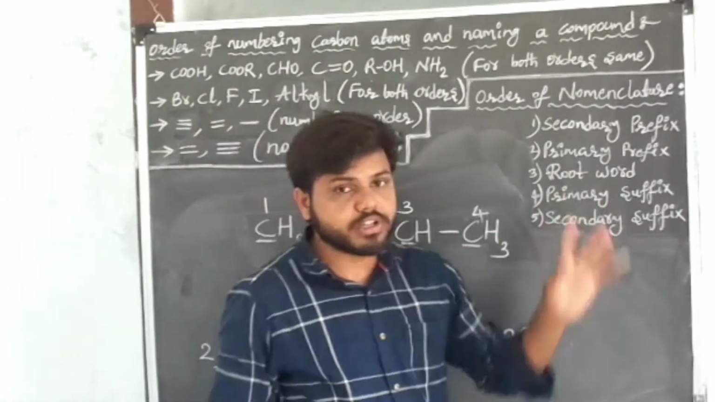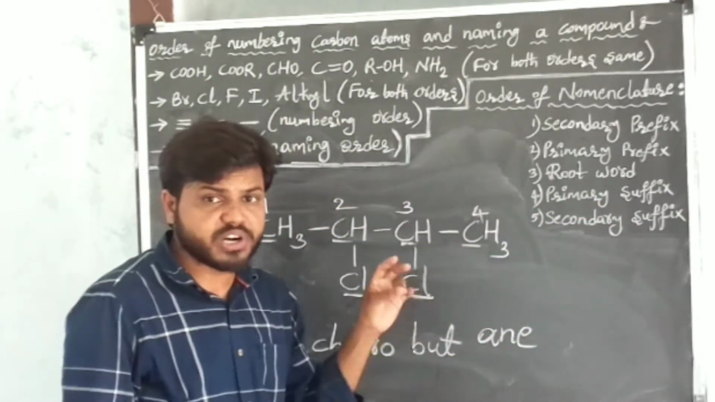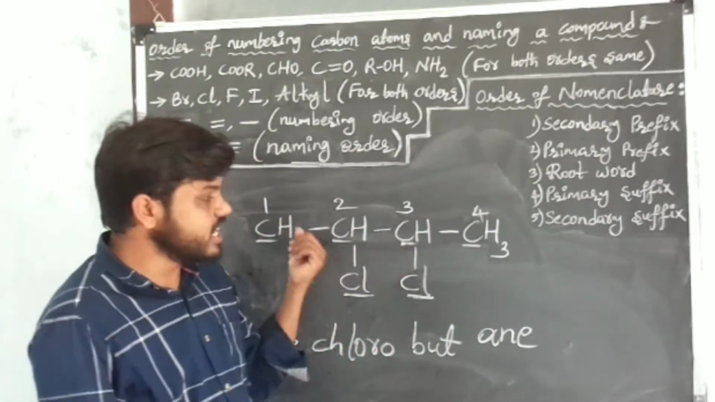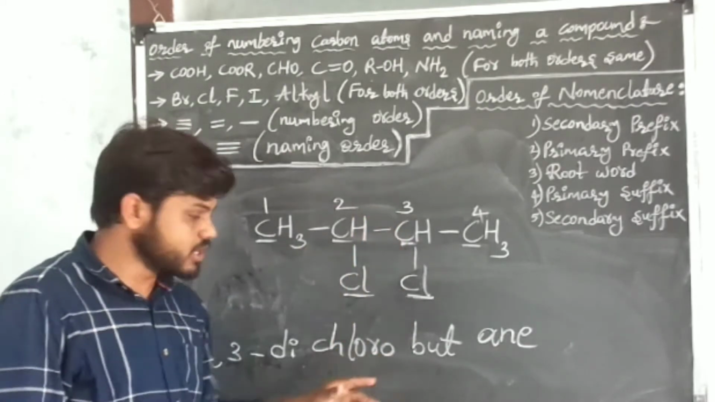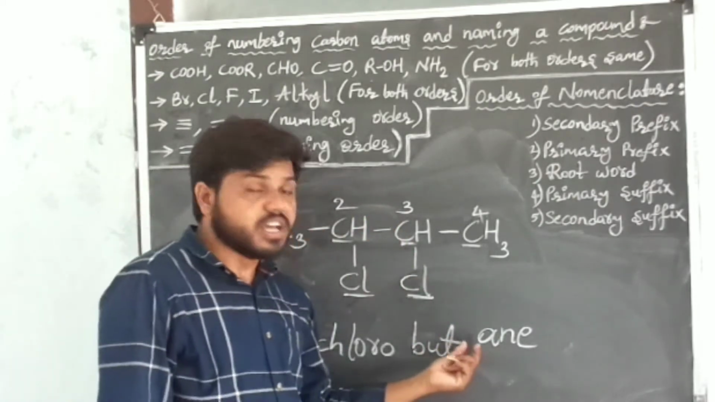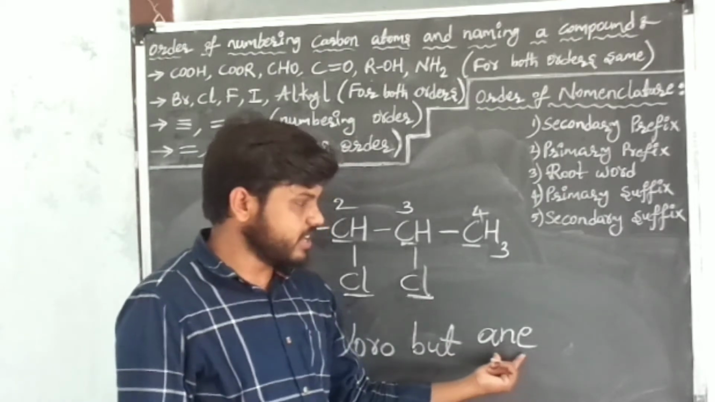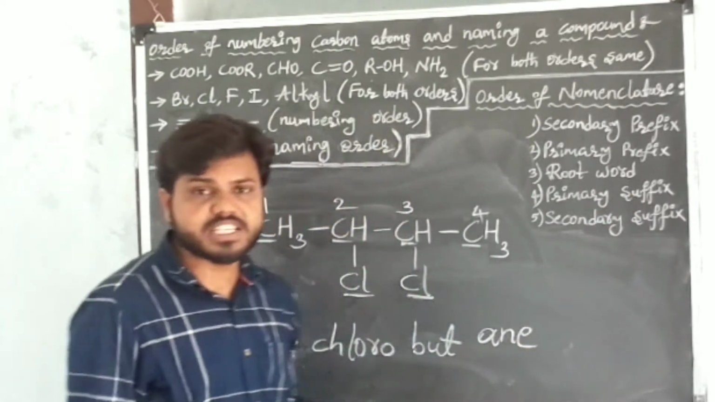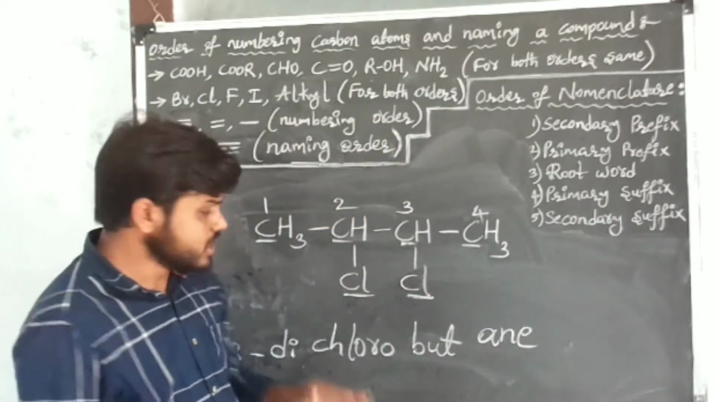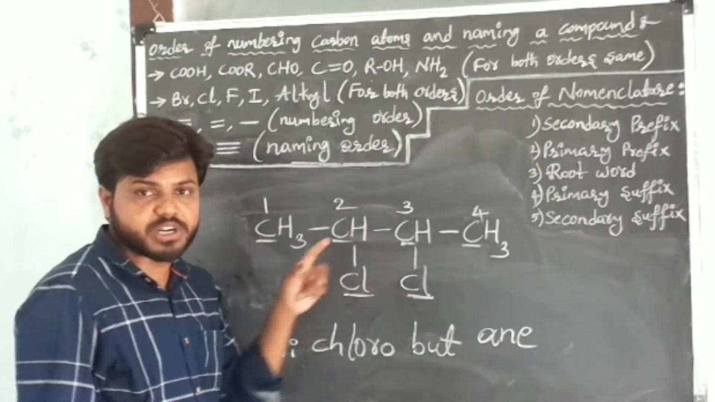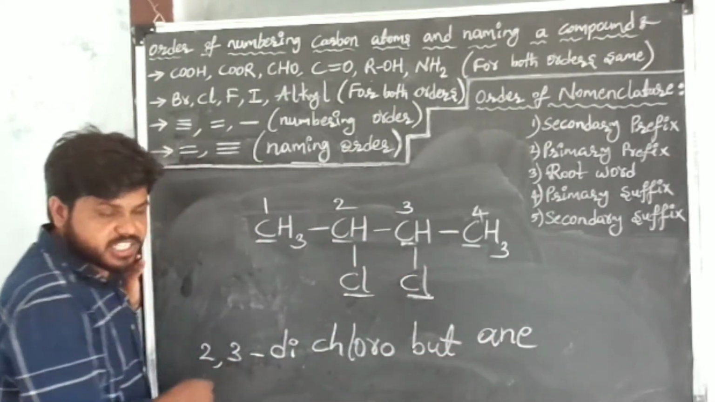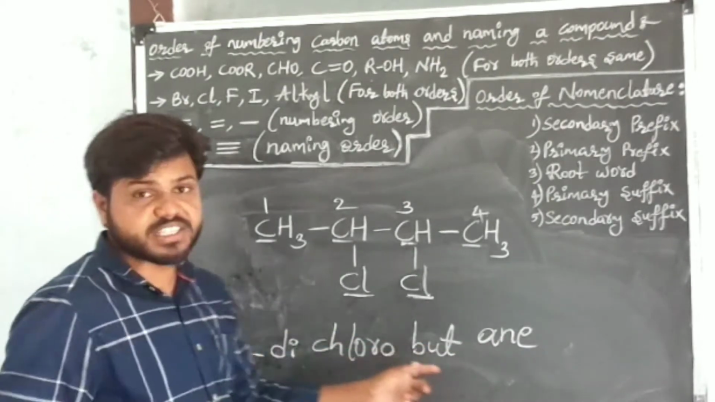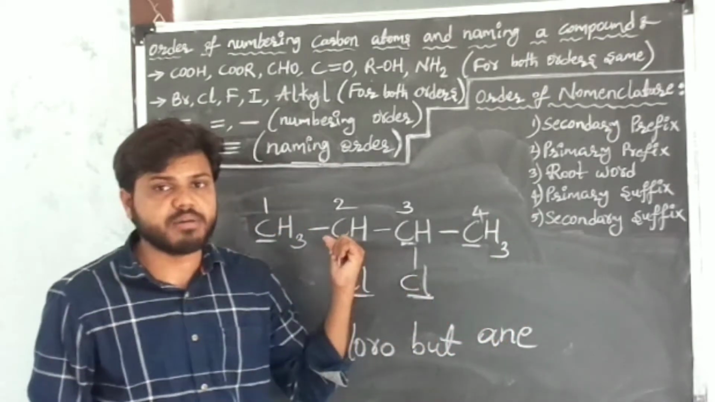After writing the root word, go to the primary suffix. Primary suffixes are single bonds, double bonds, triple bonds. Between every 2 atoms in the given carbon compound, all are single bonds. So write the suffix of single bond, that is ane. After the primary suffix, go to the secondary suffix. Secondary suffixes are functional groups, which are not present. So this is our required IUPAC name, 2,3-dichlorobutane.